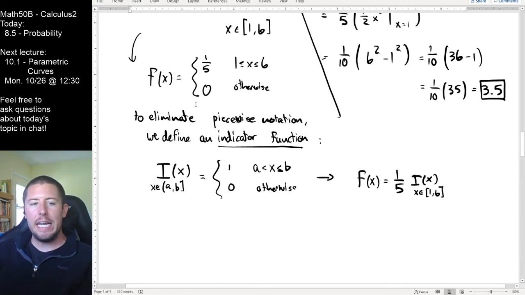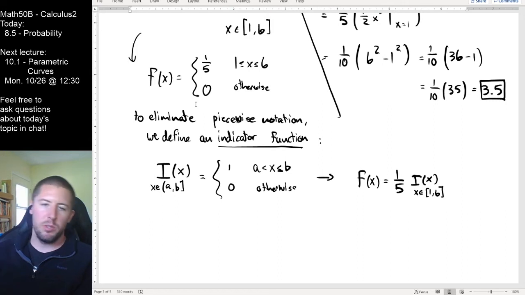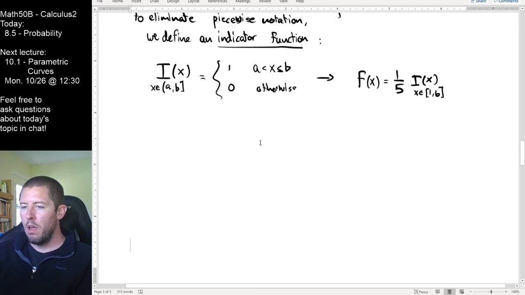I really like the idea of an indicator function that is literally just an on-off function. It's either you get that part or you don't, depending on if your x value is within certain boundaries or not. So indicator functions, pretty cool.